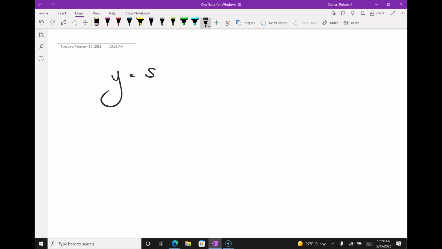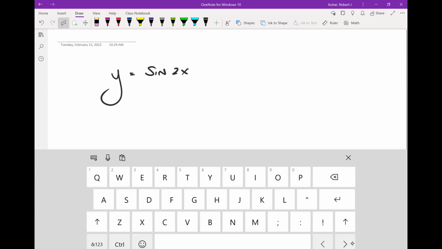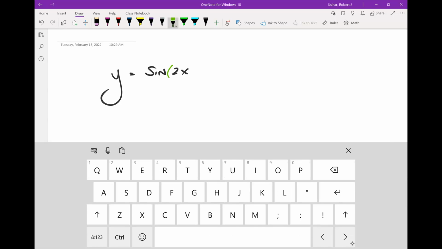Y equals sine 2x. It turns out that this derivative, well, notice first of all, what the inside function is. What's the inside function? 2x. When the inside function has a derivative that's not 1, I must do the chain rule. What's the outside function? Sine of x, right? So it turns out that the chain rule will give me the derivative of the outside function evaluated at the inside function times the derivative of the inside function.